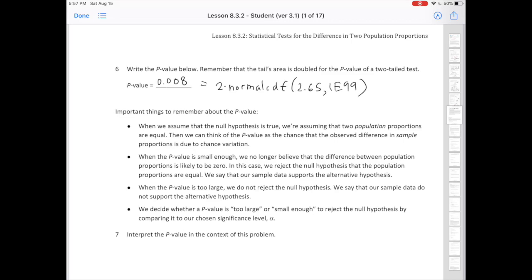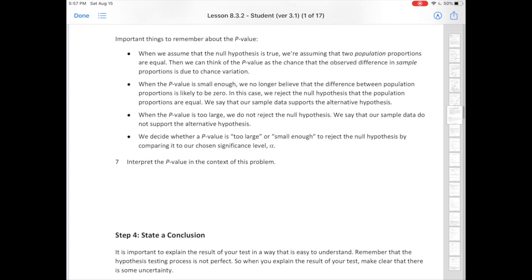When the p-value is too large, we do not reject the null hypothesis. We say that our sample data do not support the alternative hypothesis. We decide whether a p-value is too large or small enough to reject the null hypothesis by comparing it to our chosen significance level, alpha. Interpret the p-value in the context of this problem.